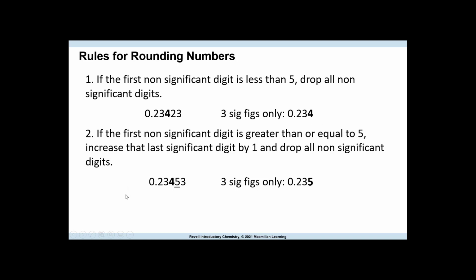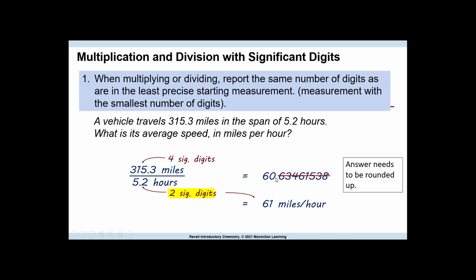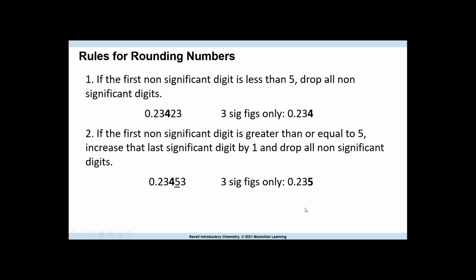If the first non-significant digit is greater than or equal to 5, increase that last significant digit by 1 and drop all the rest. Same number applies, but now I have a 5. This means that I have to add a number to my last significant digit and then drop the rest because it's 5 or above. So I still have 3 sig figs, only now it's 0.235. So in this case, going back, these are my 2 sig figs. This is my non-significant digit. It's above 5. I add 1 to the 0. My answer is 61 miles per hour.